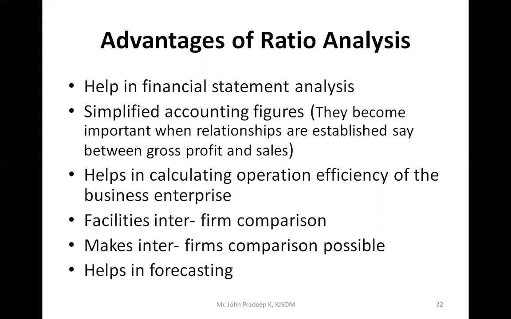If there is no meaningful relationship between the two items you're taking, then the ratio you calculate, you may get some number, but that number will not be useful because it is not going to give any meaning. That is why when you're selecting a ratio, you have to select based on the interrelationship between the two items. For example, you can see gross profit and sales. When I calculate gross profit to sales, will there be any meaningful relation? Will the data be useful for me?